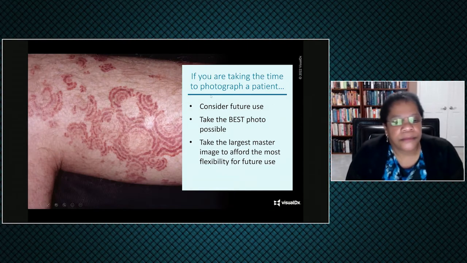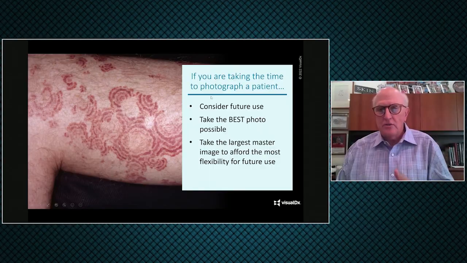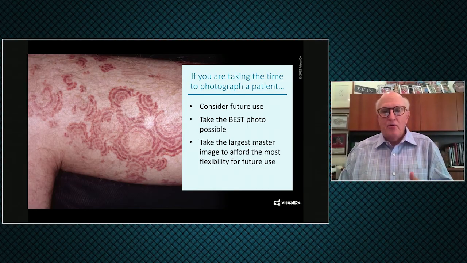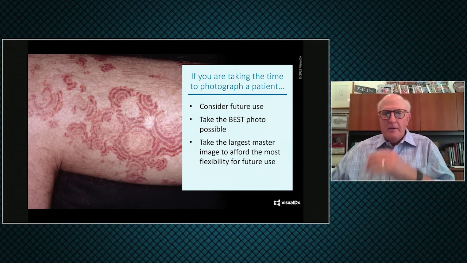Okay, so I think it's back to me now. If you're taking the time to take a photograph of a patient, consider what the use is. Take the best photo possible. Take the largest master image to afford the most flexibility for future use.